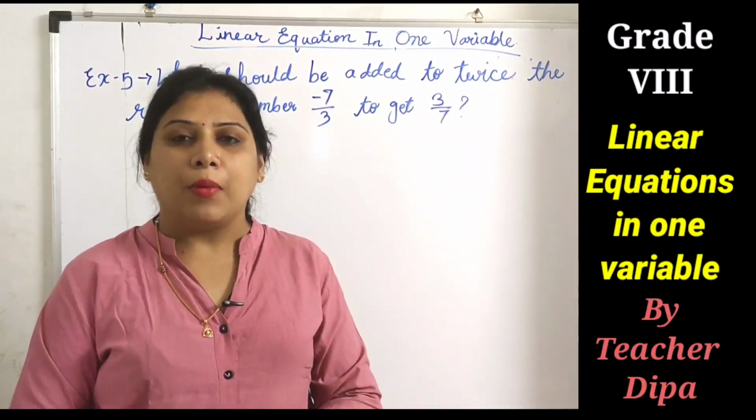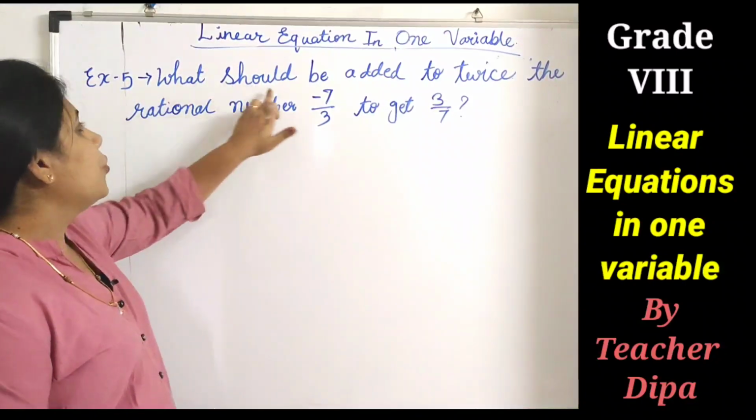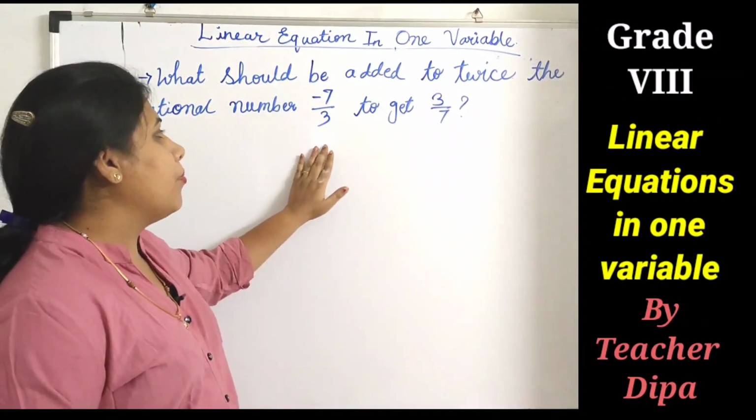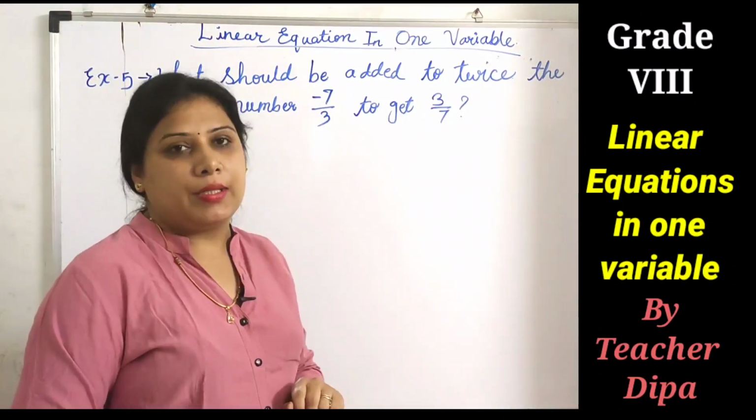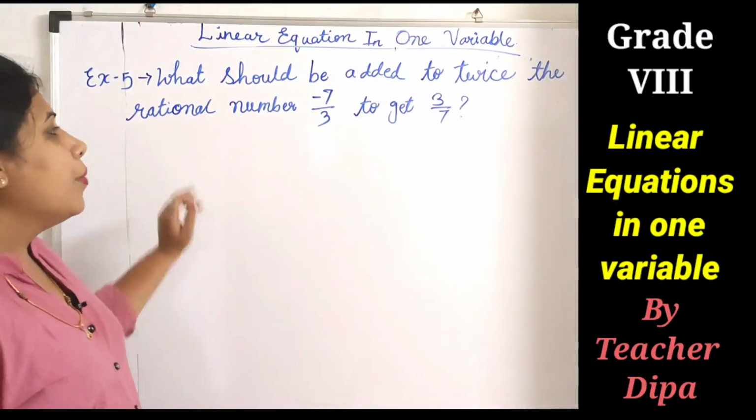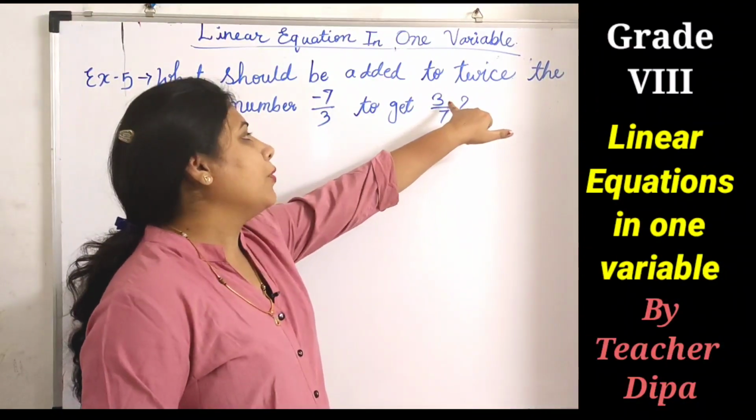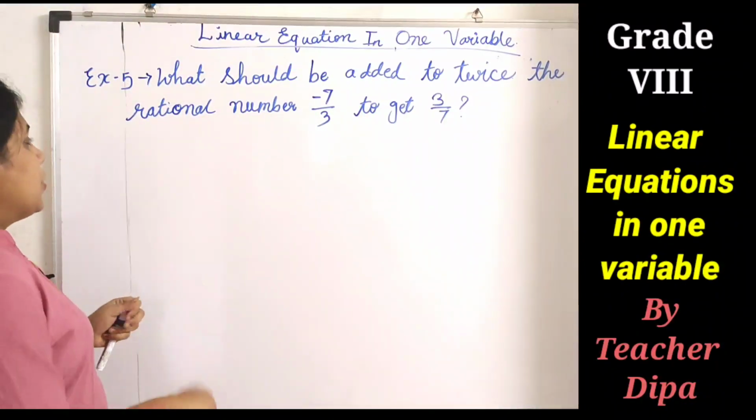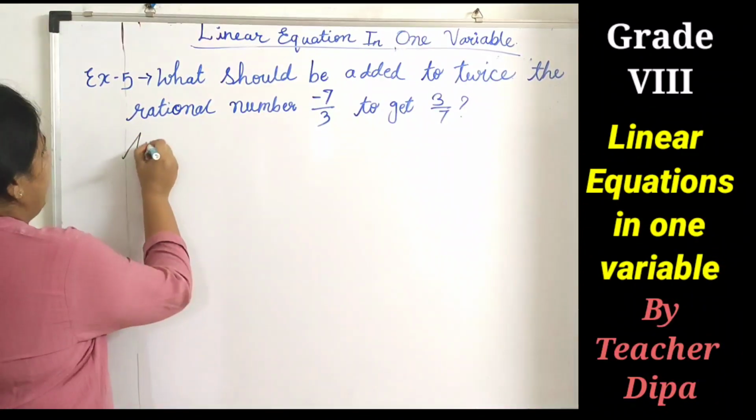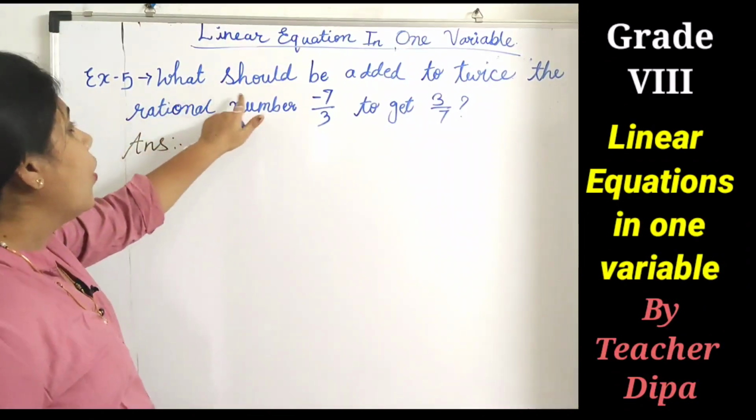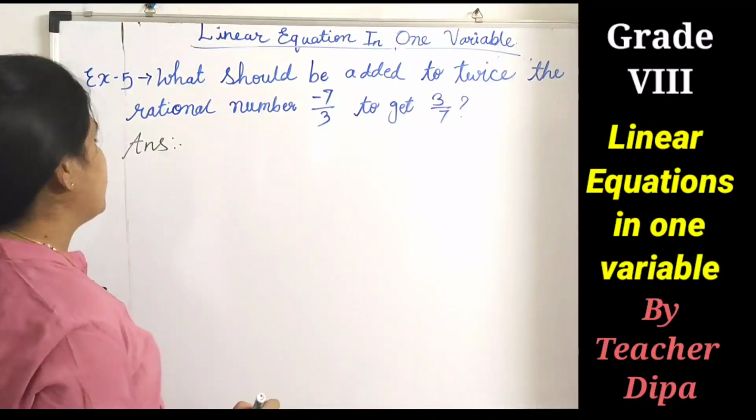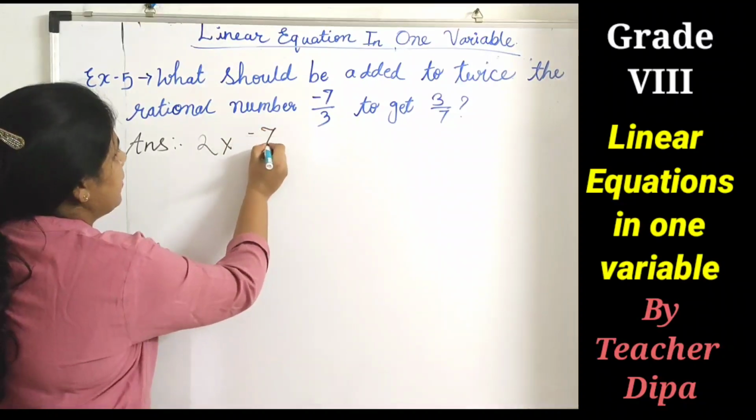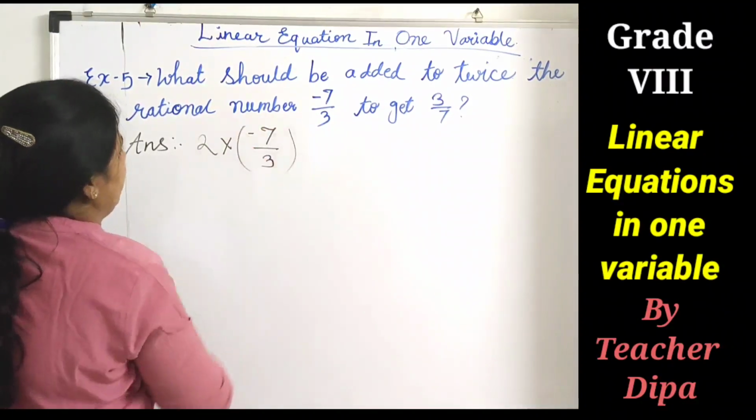Now our next sum from our textbook is: what should be added to twice the rational number minus 7 by 3 to get 3 upon 7? Now we don't know the number here, but we have the answer that we have to get 3 upon 7. Now what should we add to minus 7 by 3? While solving this, you have to write what is given. Twice the rational number means 2 into minus 7 upon 3.